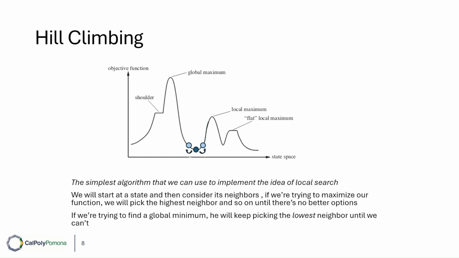We'll start with hill climbing, which is one of the simplest algorithms that we can use to implement the idea of local search. We will start at a state that we choose, and then we consider the neighbors of that state. And if we're trying to maximize our function, we will pick the highest neighbor and so on until there's no better option. And if we're trying to find the global minimum, we will keep picking the lowest neighbor until we can't find any better.